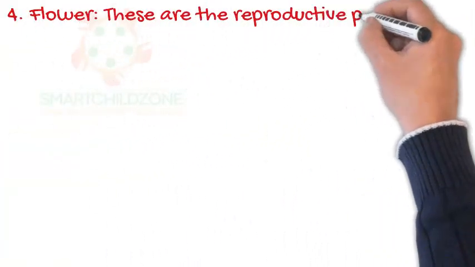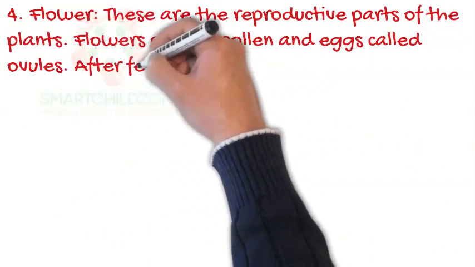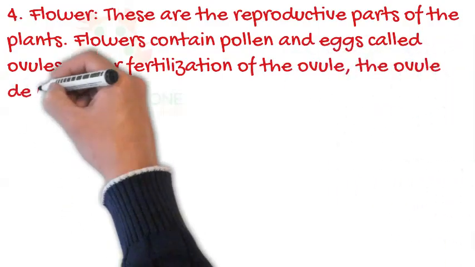4. Flower. These are the reproductive parts of the plants. Flowers contain pollen and eggs called ovules. After fertilization, the ovule develops into a fruit.